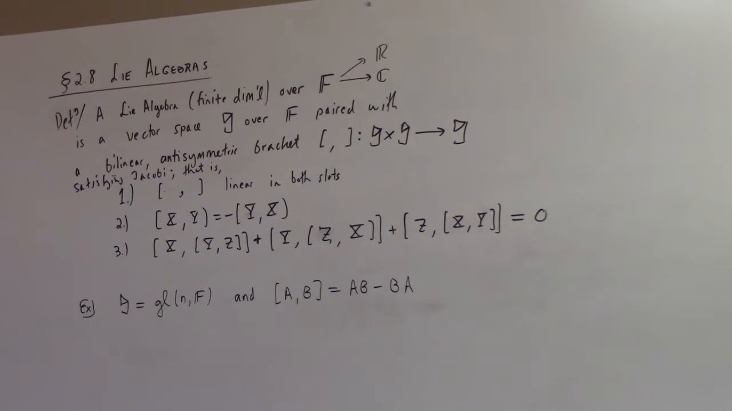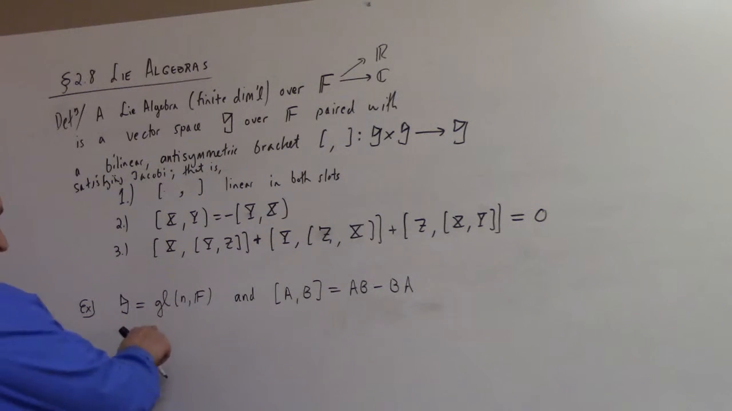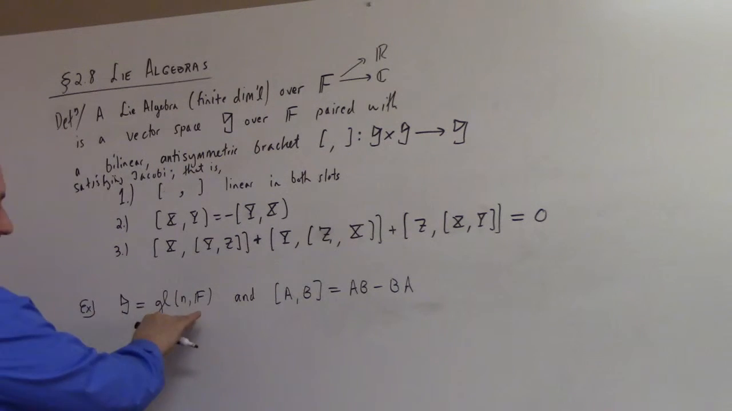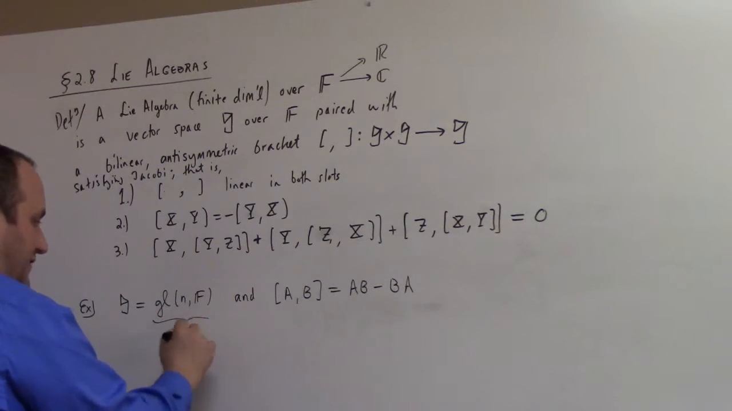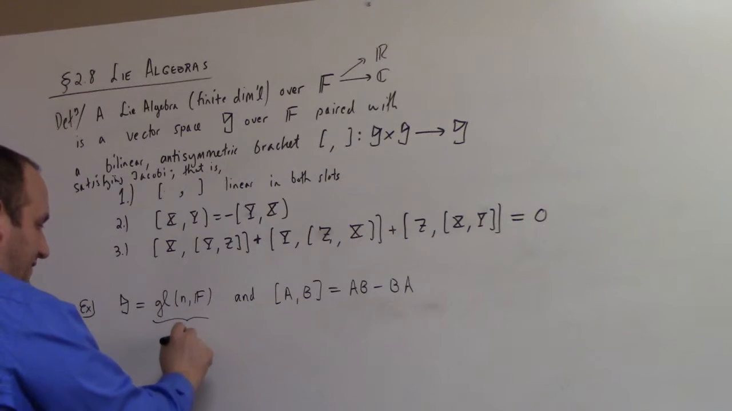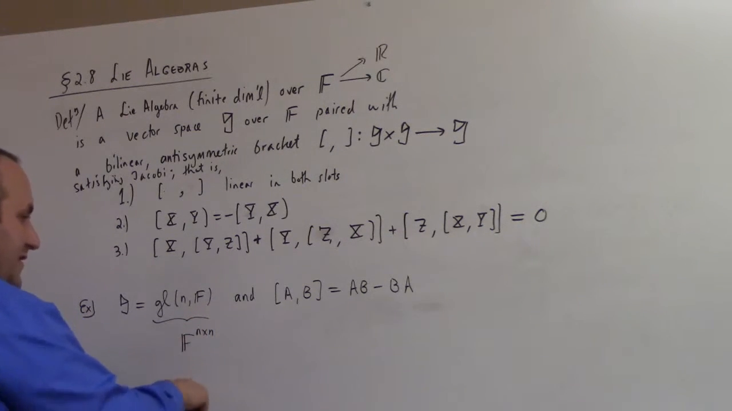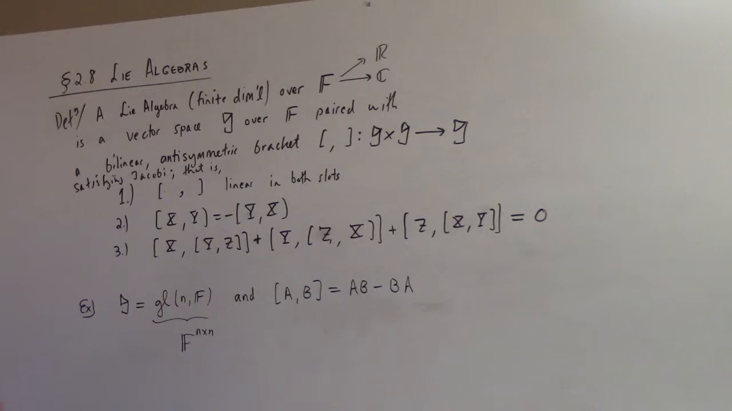All right, so in fact, when I write this little gl, I'm actually equipping, in my view, I don't think I told you guys this before, I think of this as the n by n matrices over F paired with the commutator bracket. When I talk about little gl, I'm thinking of a Lie algebra, right?